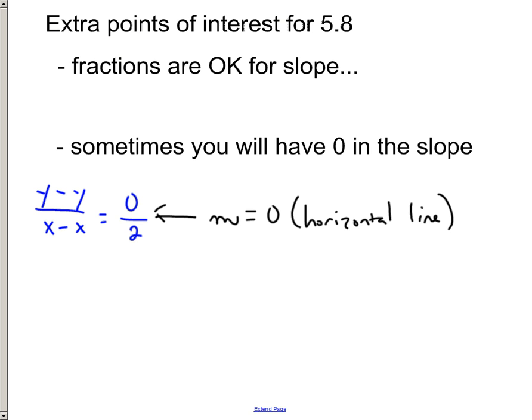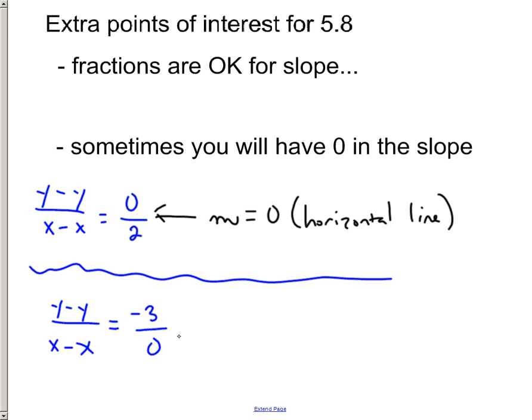And then one other thing, what if you actually got a 0 on the bottom? So here's your y minus y over x minus x. And let's just say you had a -3 over 0. When you have a 0 on the bottom, that means it's -3 divided by 0. You're going to get an error. So we're going to say it's undefined. And when you use this term, undefined, for the slope, that basically is referring to a vertical line.